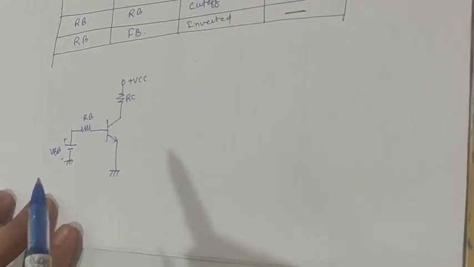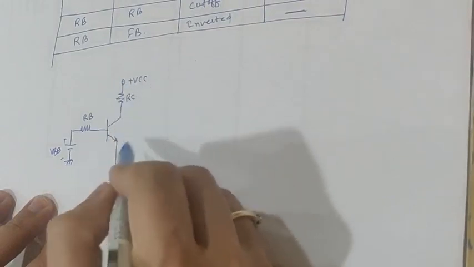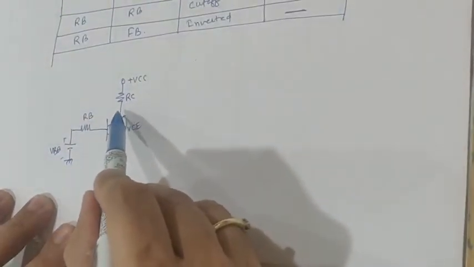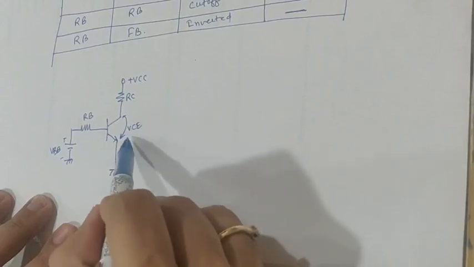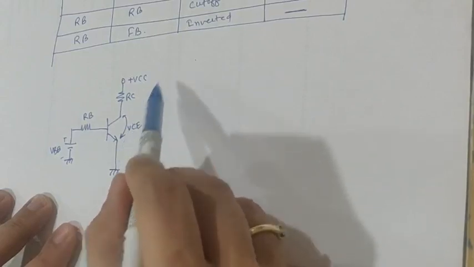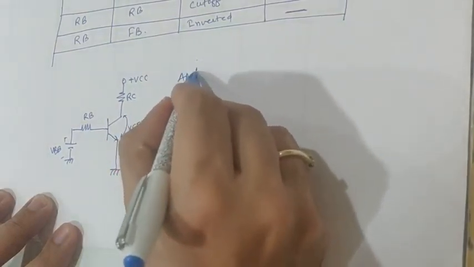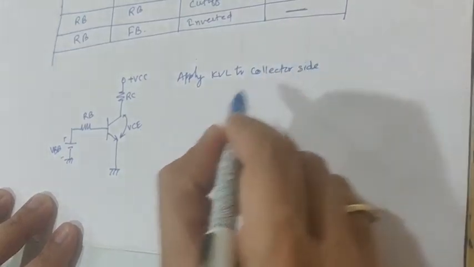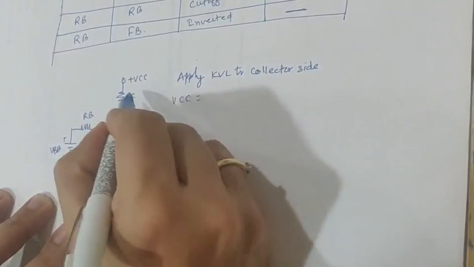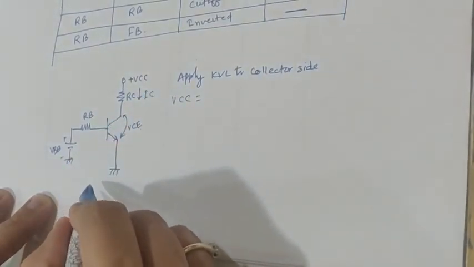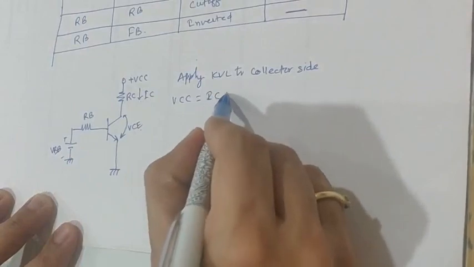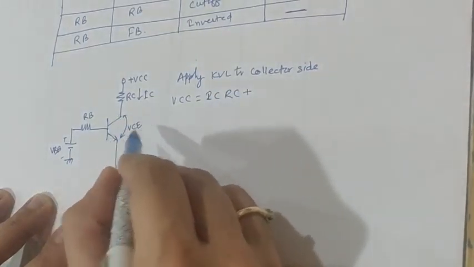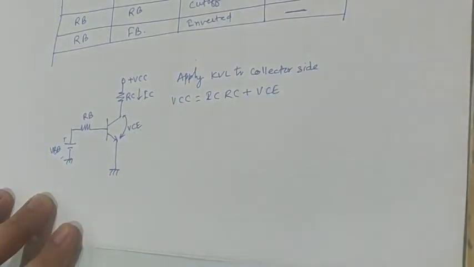Now consider this. If I apply KVL to the collector side, of course this particular voltage is to be considered, which is VCE. The voltage between the collector and the emitter terminals is termed VCE. Now if I apply KVL to the collector side, see what will happen. VCC will be equal to the current flowing here, which is IC, of course the collector current flows through it, so IC RC, plus the voltage drop between the collector and emitter terminals, called VCE.